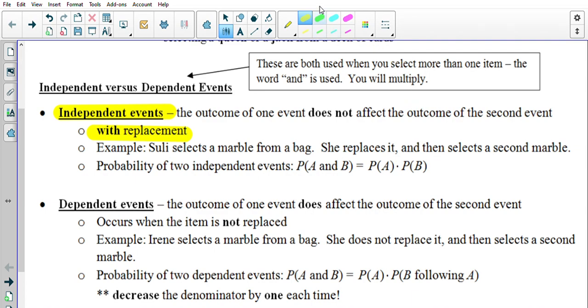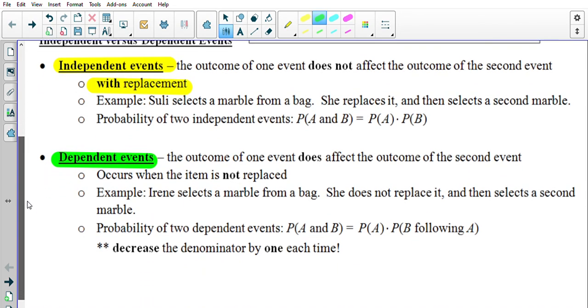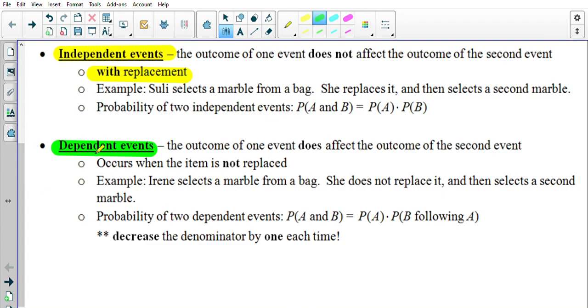Now, dependent events is when the outcome of one event does affect the outcome of the second event. This occurs when the item is not replaced. For example, Irene selects a marble from a bag. She does not replace it and then selects a second marble. What happens is because she doesn't replace it, she now has fewer marbles in the bag, so the probability of the second event changes. So you still see it in a really similar way.